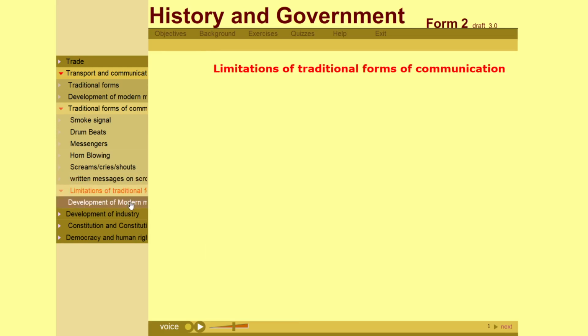These forms of communication had some limitations, which include messages sent by screaming could not be sent over a wide area. Messages could easily be misunderstood. Written messages were limited to literate people. Smoke messages did not work well during the wet and windy season.